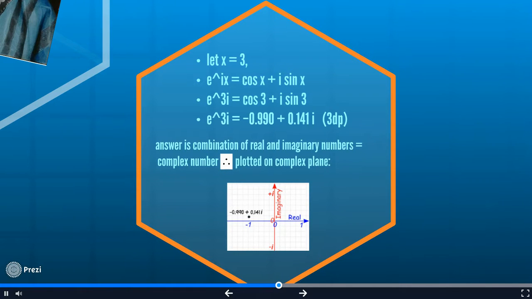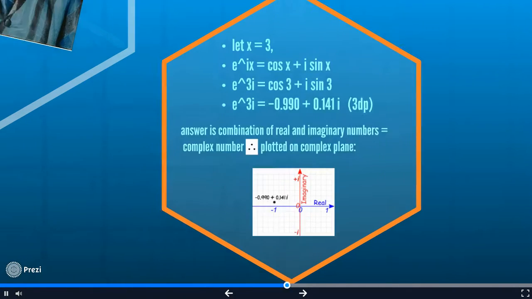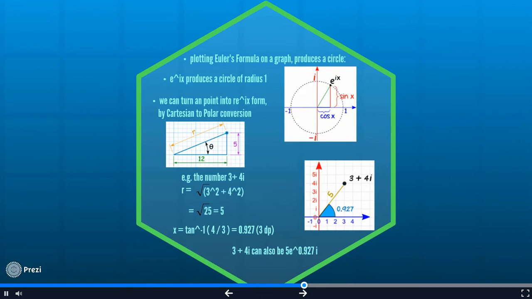And we can plot this on a graph called a complex plane, where the real numbers go left to right along the x-axis, and the imaginary numbers go up and down along the y-axis. And here, on this graph, we can see e to the power of 3 times the imaginary unit. Actually, putting Euler's formula on that graph produces a circle. e to the power of i times theta produces a circle with a radius of 1.